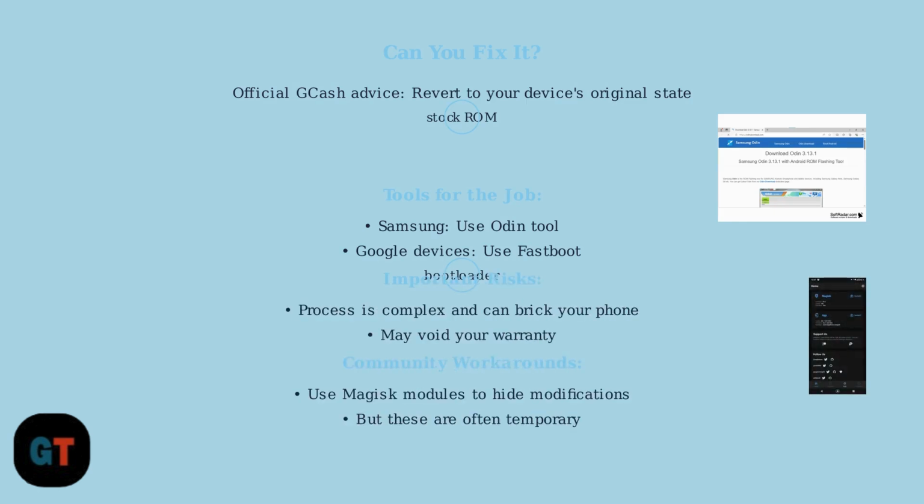There are community workarounds, like using Magisk modules to hide the modifications, but GCash is constantly updating its security, so these fixes are often temporary. Plus, using unofficial methods might violate GCash's terms of service and could lead to a permanent ban. Ultimately, the safest solution is to use a phone with its original software. If you're tech savvy and understand the risks, you can explore the community fixes, but proceed with extreme caution.